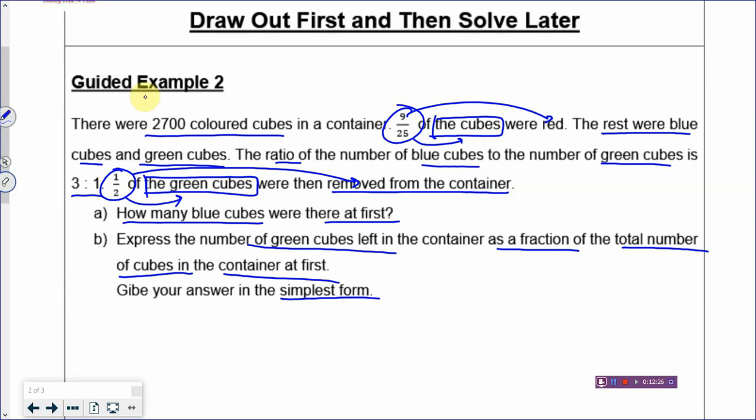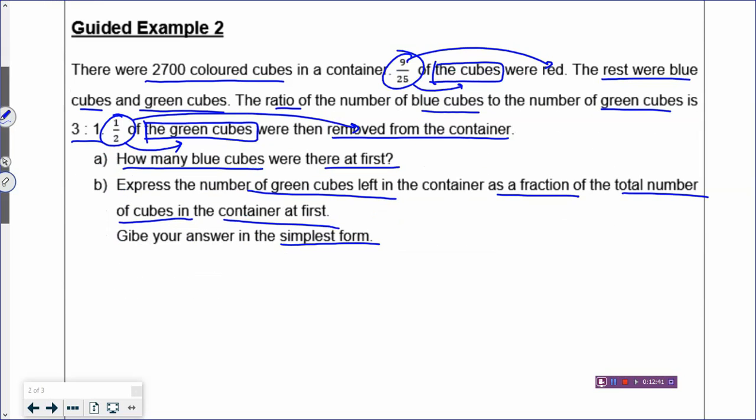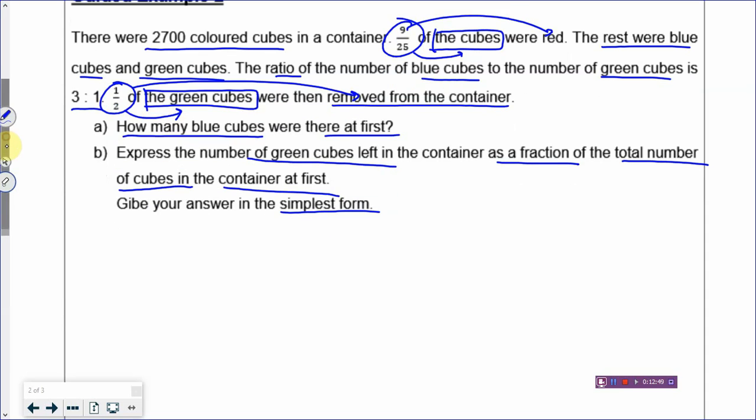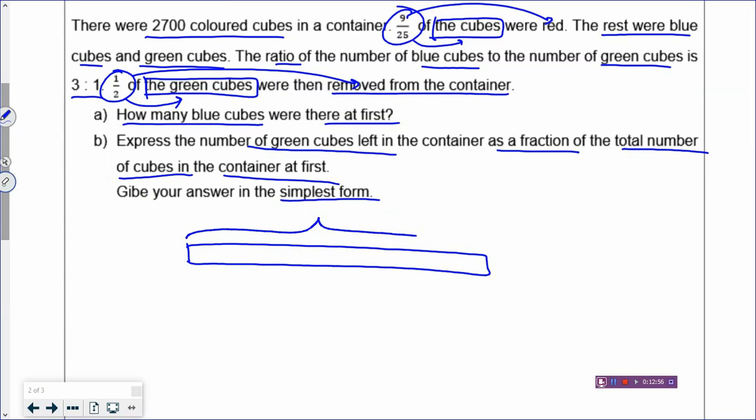All right, looks hard, but no, it's not really. You need to change your mind to understand that once you know what model drawing is about, you should find it quite easy. The problem looks hard, but it's always about the model. The focus is on the model. So how do you draw? There were 2,700 cubes in a container. So I would like to draw a long rectangle, and I like to put the total, which is 2,700. And that's my first sentence.